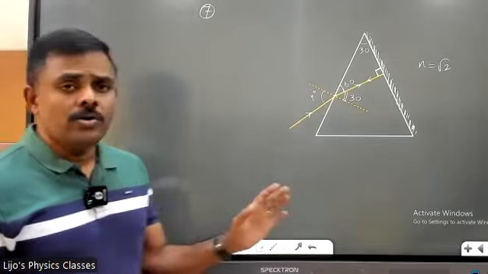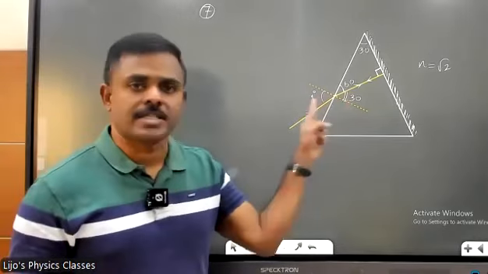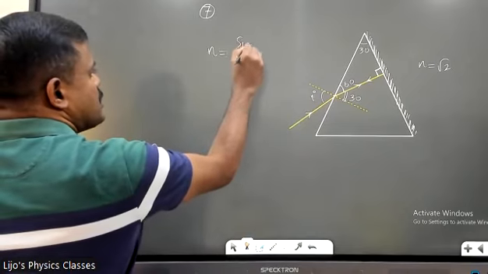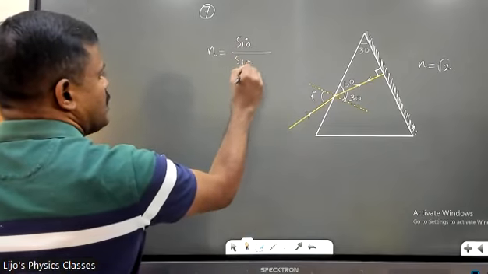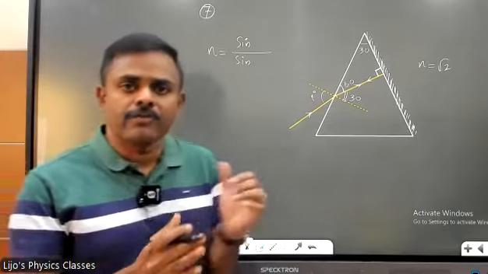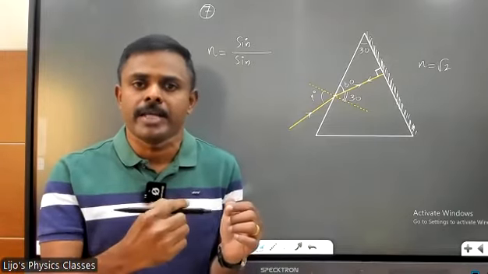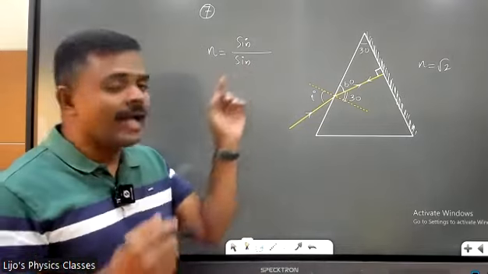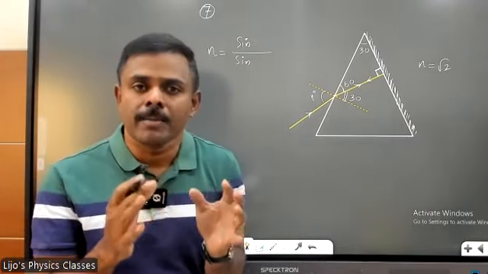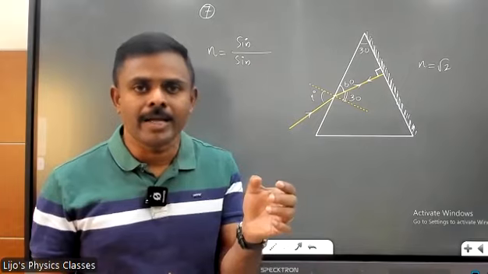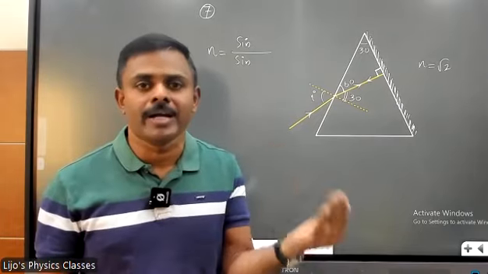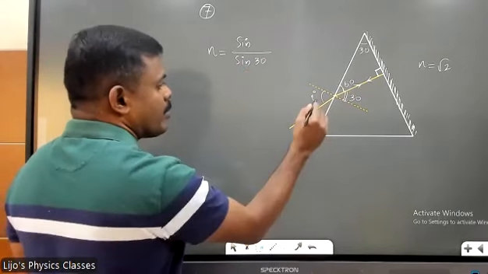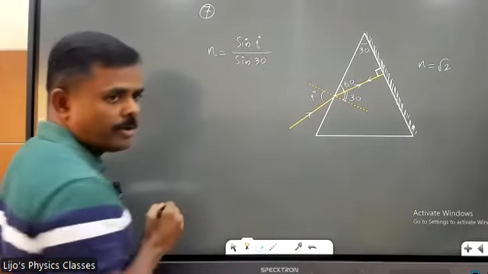Now, let us apply Snell's law for this surface. How to apply Snell's law? You must write n is equal to sine by sine. We always find refractive index of denser medium with respect to rarer medium. In that case, angle inside denser medium should come on denominator. Denser medium angle on denominator, rarer medium angle on numerator. So, denser medium angle is 30. Rarer medium angle is I. That should be on numerator.